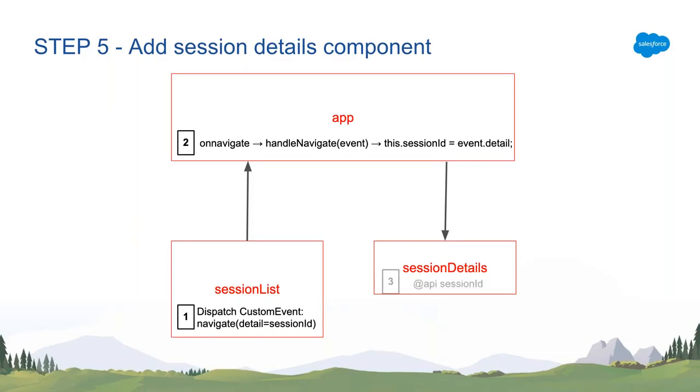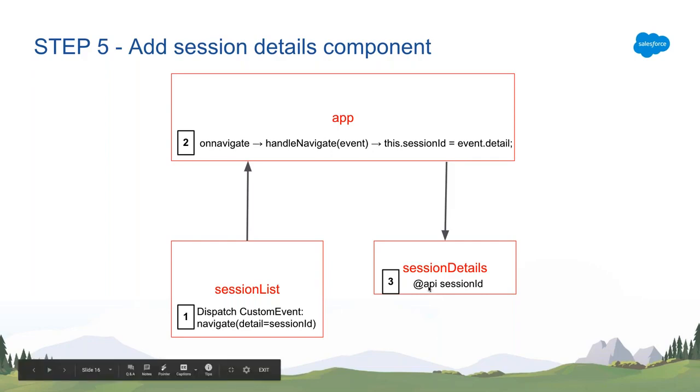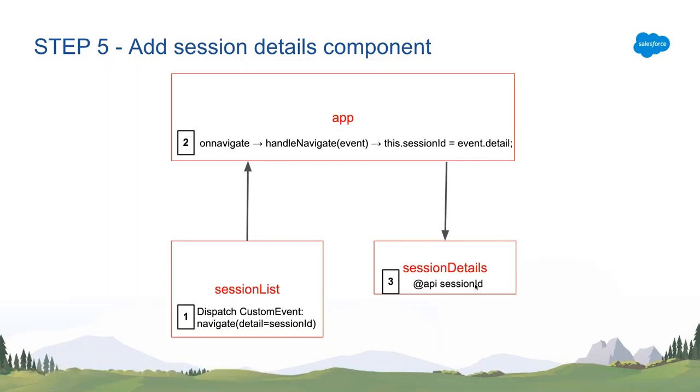By using API properties. This is another decorator that we use to annotate properties. And if I define something as API, it could be a property but also a method, I'm saying that this is a public property or method, and that the purpose is that its value is set from outside. So you should never modify an API property from within the component in which it has been defined. So this is what we are going to do.